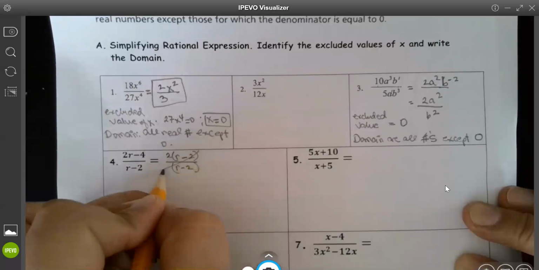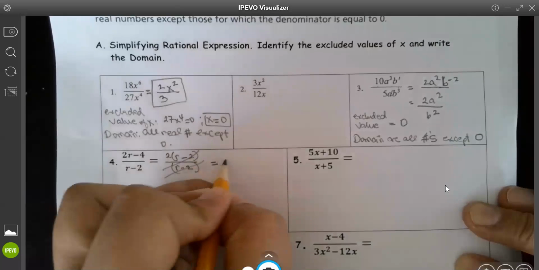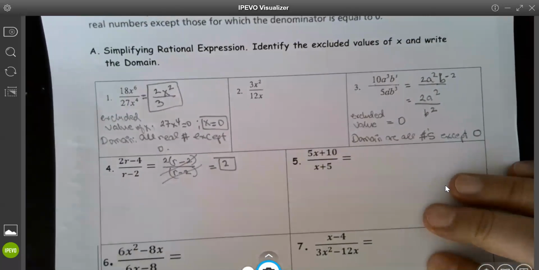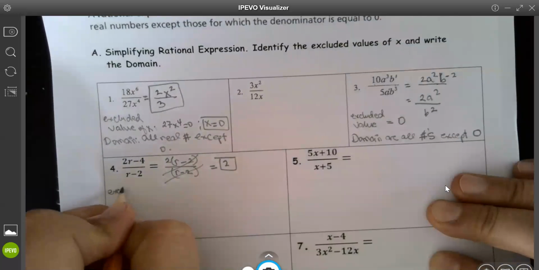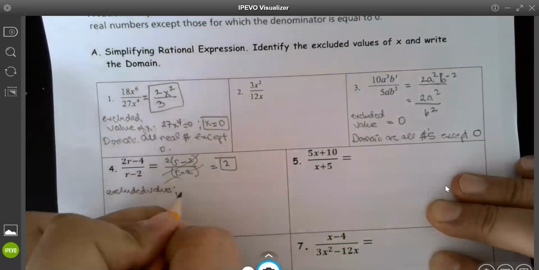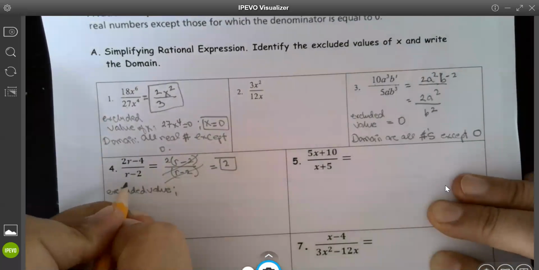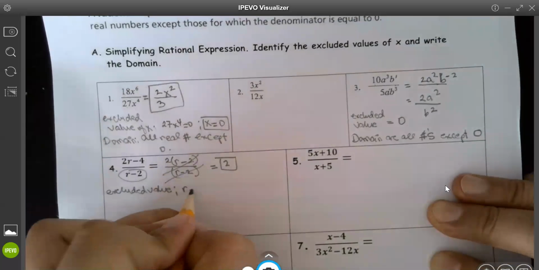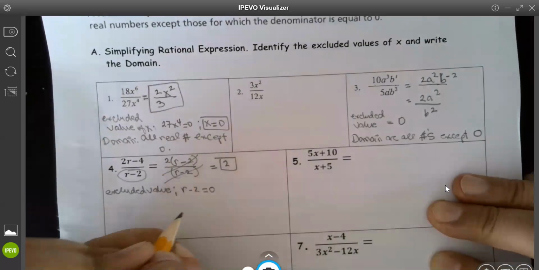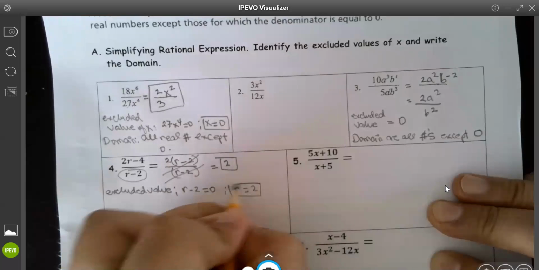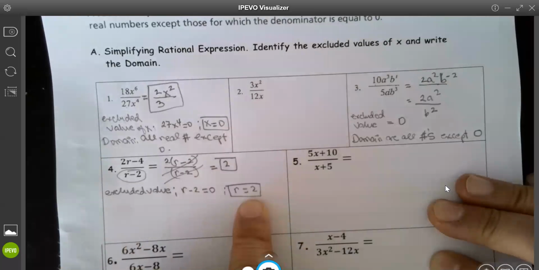So you will see you can cancel this. The answer is equal to 2. Okay? Then the excluded value will be, set the denominator equal to 0. So the denominator here is r minus 2. So r minus 2 is equal to 0, and then solve for r. So r is equal to 2. So r equals 2 is the excluded value.